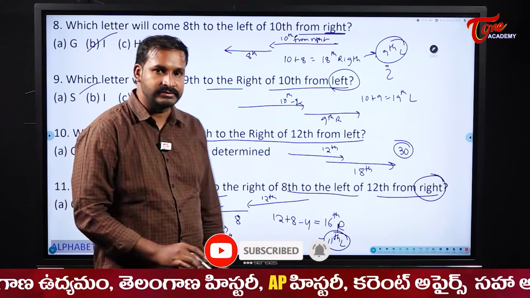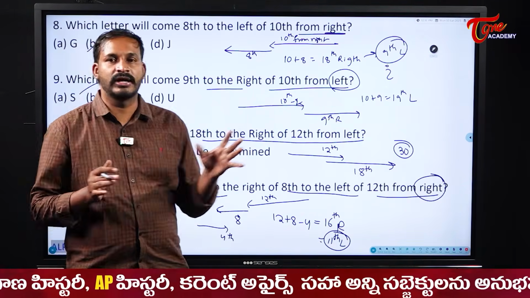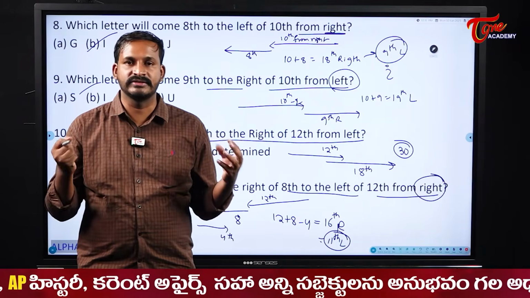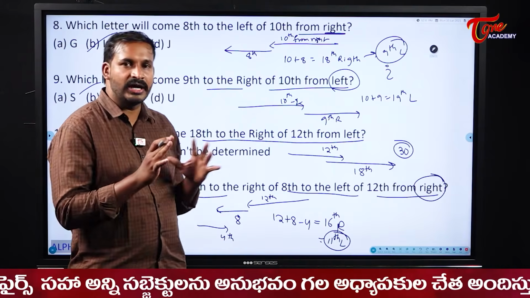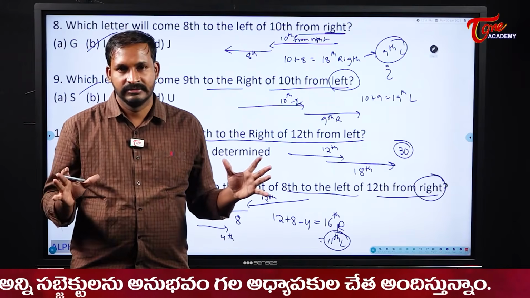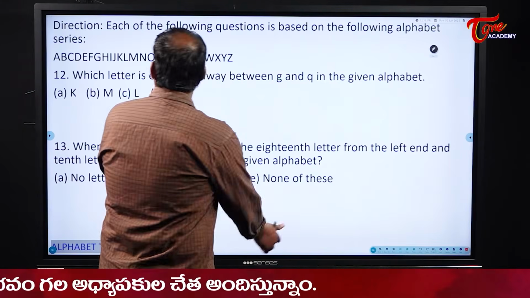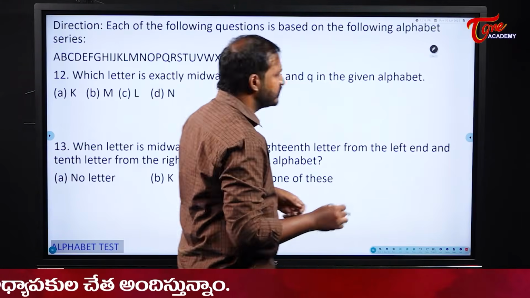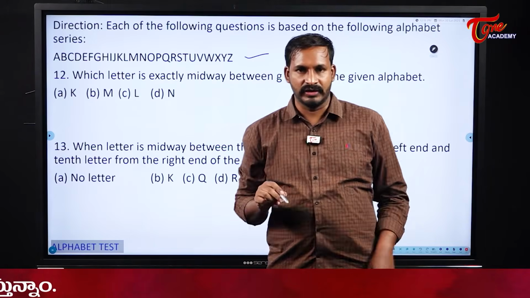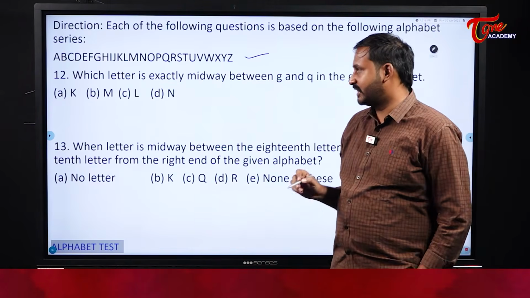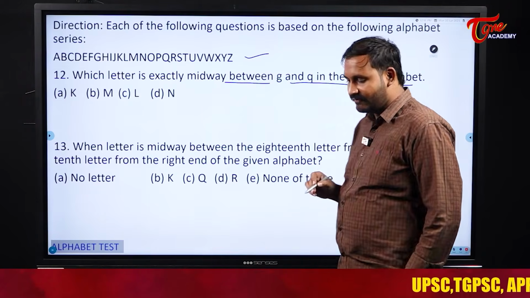Now already we have seen. Is this clear? This is how you need to solve the question from this alphabet test, students. Just by drawing the arrows you should have the clear idea. Next one. Now see here directions, each of the following question is based on the following. Anyway here they have given us the alphabets in the perfect order only, A to Z. Not an issue. Next, which letter is exactly midway between G and Q in the given alphabets?